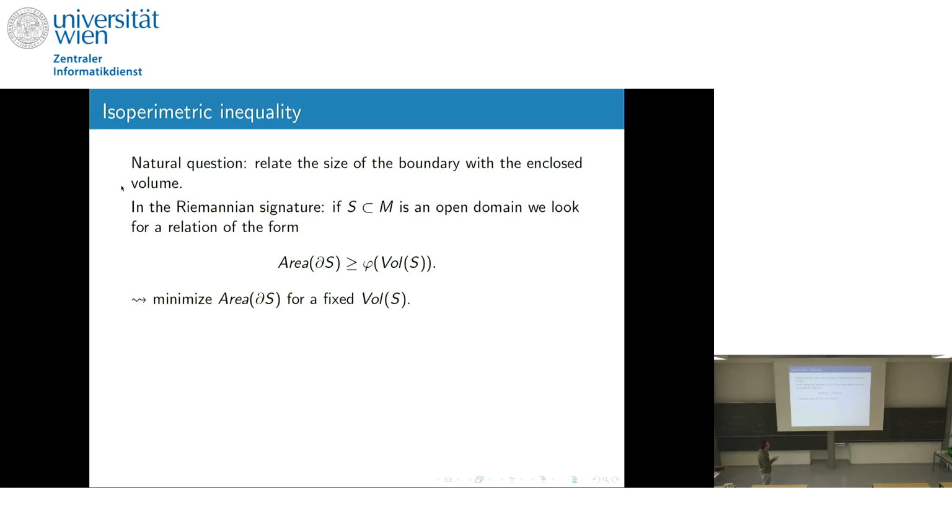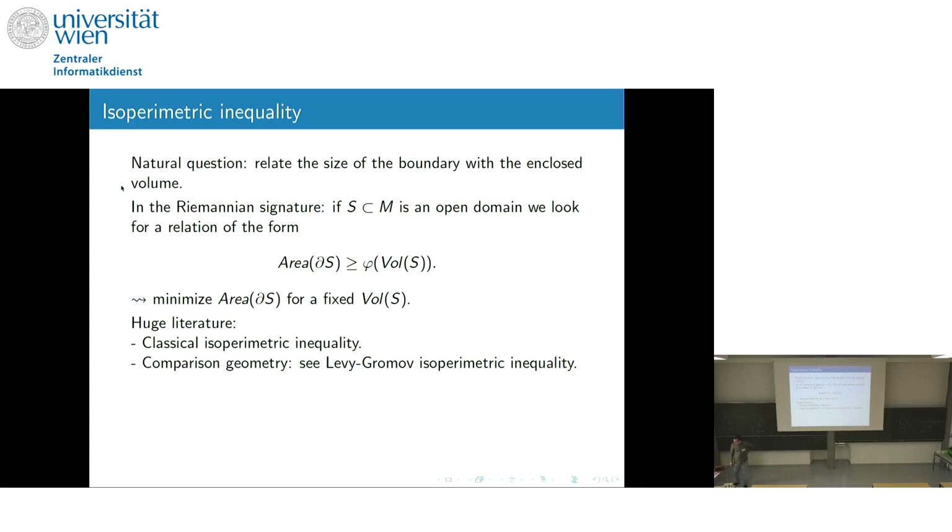So you want to minimize the area of the boundary while keeping fixed the volume of the region that you have considered. And obviously, the problem is super natural. You have a huge bibliography; it's impossible to mention the countless contributions. But if you want, you have two different perspectives. One is just to understand this inequality that goes back to the classical isoperimetric inequality.